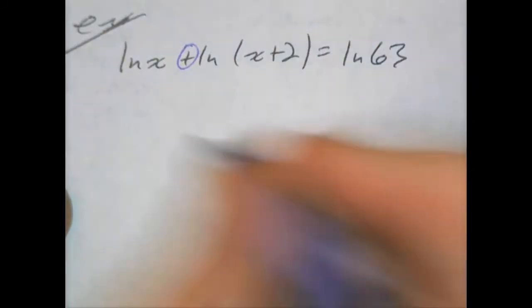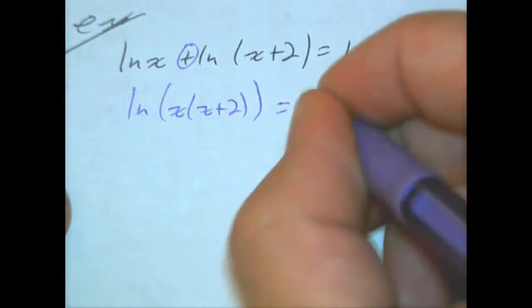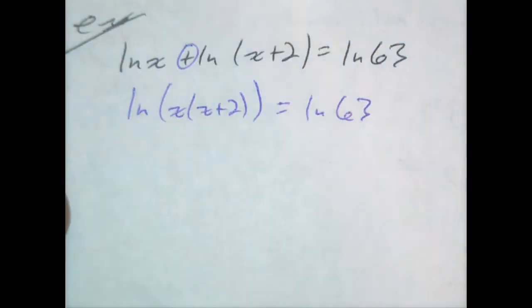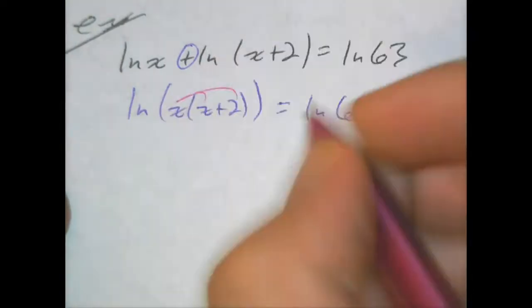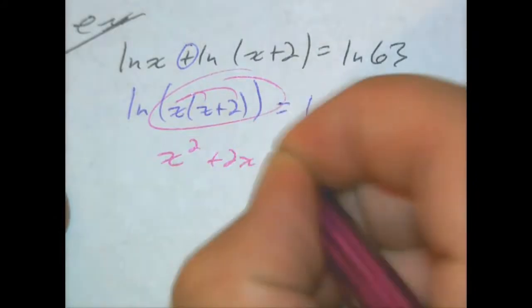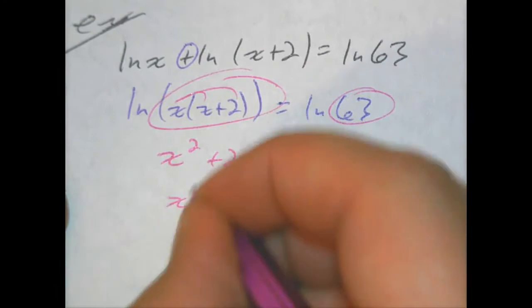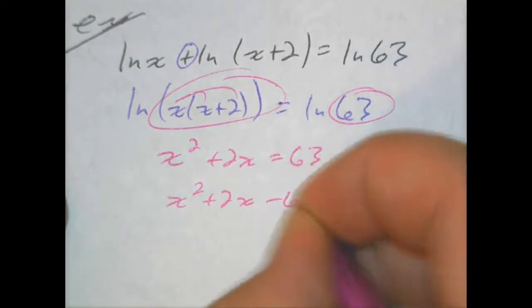Alright, with this one, I notice I have 1, 2, 3 natural logs, but I have addition between, so I can combine them using my product rule, which is multiplication. So ln of x times x plus 2, where that is all inside the natural log, equals ln 63. And then I can distribute this, say the insides must be equal, so I have x squared plus 2x equals 63. And then it's just a quadratic function, so I can move over that 63, x squared plus 2x minus 63 equals 0.